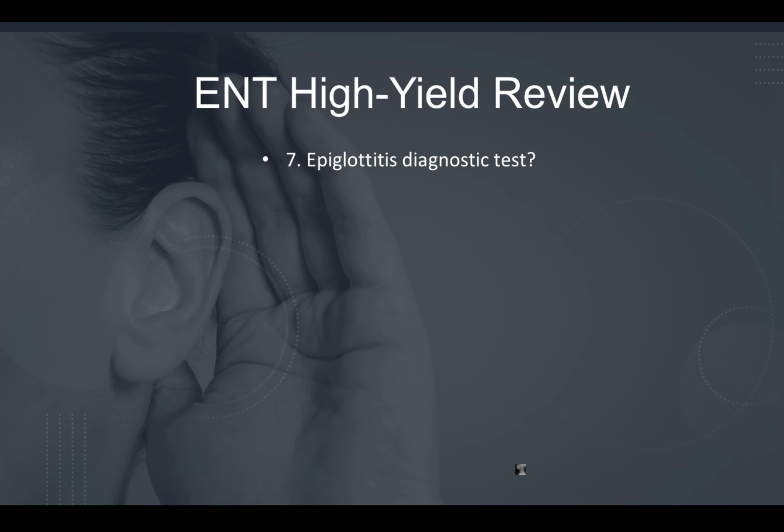Question number 7. Epiglottitis diagnostic test. So they're going to ask you, what is the next best test? Not the ultimate, but the next best test for a patient with epiglottitis, and that would be the lateral neck x-ray showing the thumb sign. You also should remember, also a high yield, that for these patients we should not be performing a physical exam, looking into their mouths, because it can cause them even more pain. So get the lateral neck x-ray that's going to show that thumb sign.